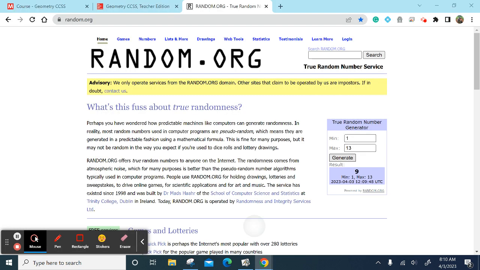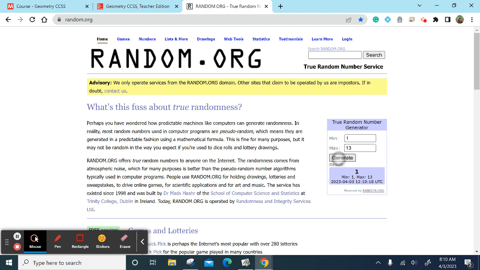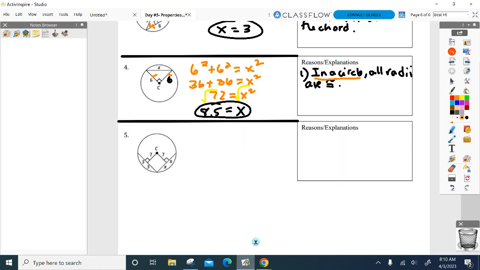How long is the one chord you already know? How long is the one chord you're given? Anna, how long is the one chord there? 6. Using a fact we talked about, what about the other chord then? That chord is 6, and how about the other chord? Also 6. Ready?